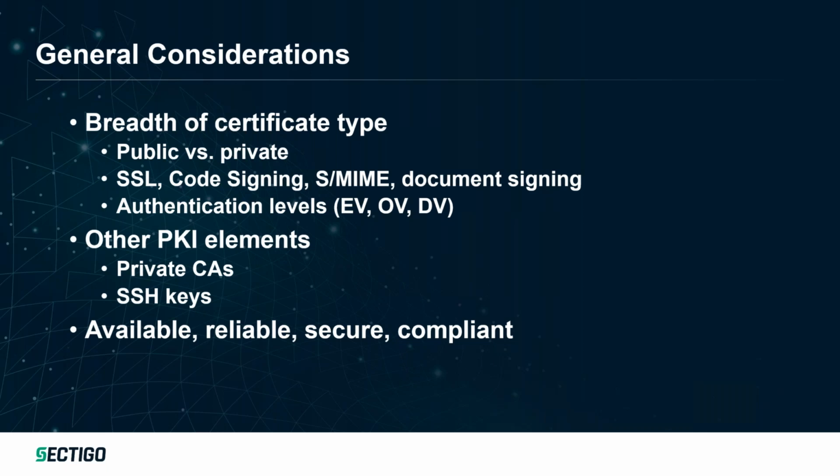The next is that it can be more than just certificates. For instance, if you're running your own private CA, you should think about automation that's around your private CA. Or if you're using, let's say, SSH keys, which are not certs but are still PKI, you should be thinking about automation around your SSH. So you can think broader than just those simple, well-defined forms of public certificates.